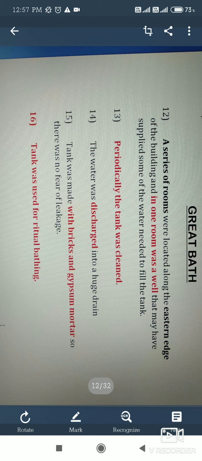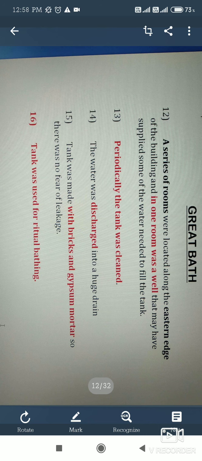The water was discharged into a huge drain. So they had made a drain also, an underground drain, and when they discharge the water it will go to the underground drain. The tank was made with bricks and gypsum mortar, so there was no fear of leakage. Okay, so we have already discussed the tank was made with bricks and gypsum, and these are the materials they are using for the safety of the tank. The tank was used for ritual bathing. Okay, historians found that the great bath was used for rituals, any type of religious rituals.